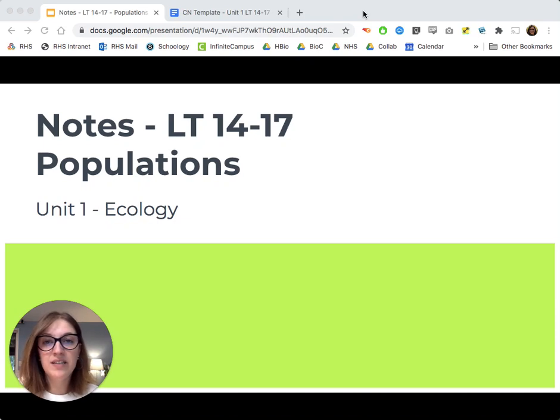Hi everyone, in this set of notes we will be covering learning targets 14 through 17 in Unit 1, and this is on population ecology.